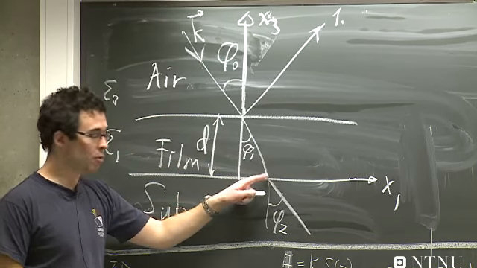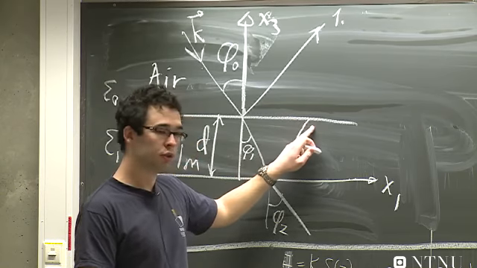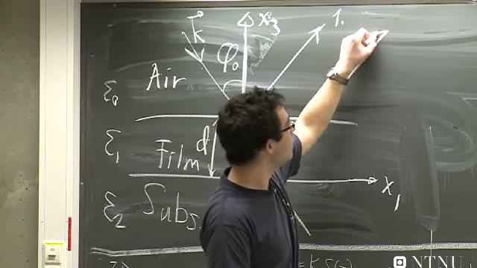Now we can also have reflection from this interface, leading to both transmission and reflection here. So we have a second reflection.